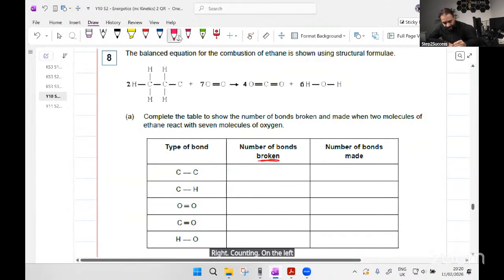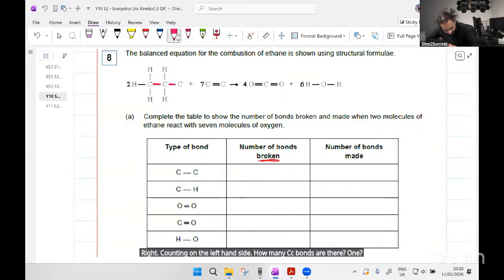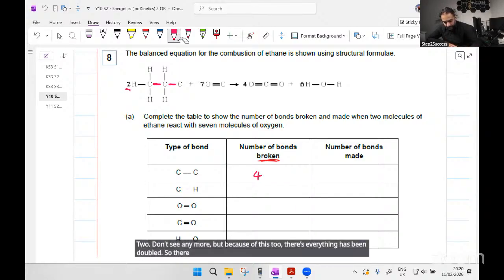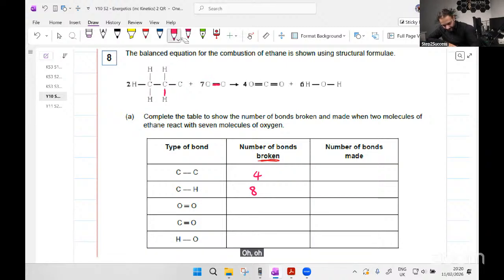On the left-hand side, how many CC bonds are there? One, two, don't see any more. But because of this two, everything's been doubled. So there's four. Okay. CH bonds. One, two, three, four. And then this two doubles everything. Eight. OO bonds. There's one there, but then there's seven of them. Seven.